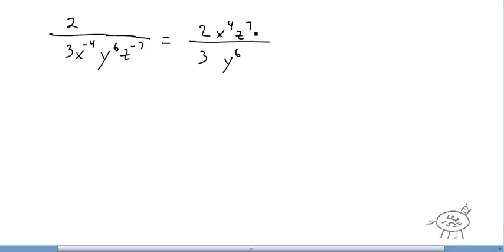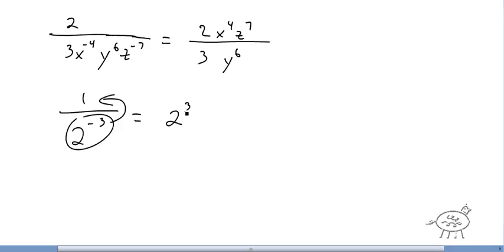All right, so looking good so far here. 1 over 2 to the negative third power. Well, I guess it's got to go to the top of the fraction. So it's 2 to the third power over 1, or 2 to the third, and that's equal to 8.